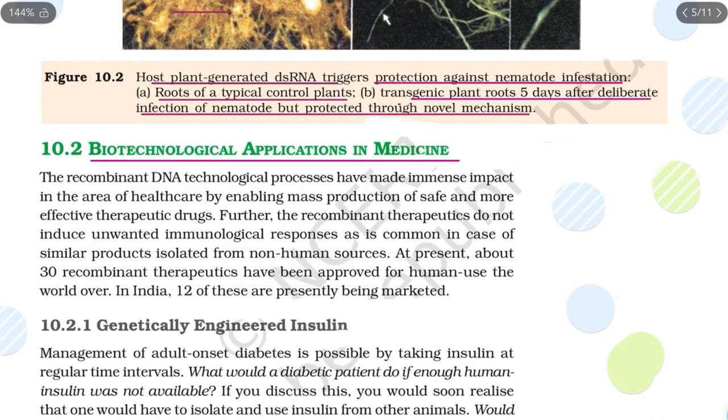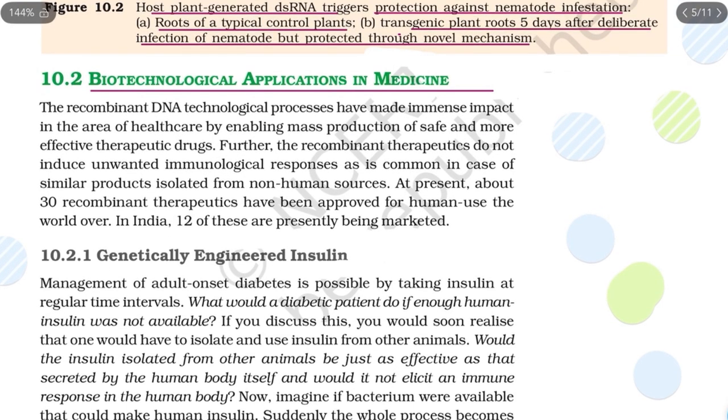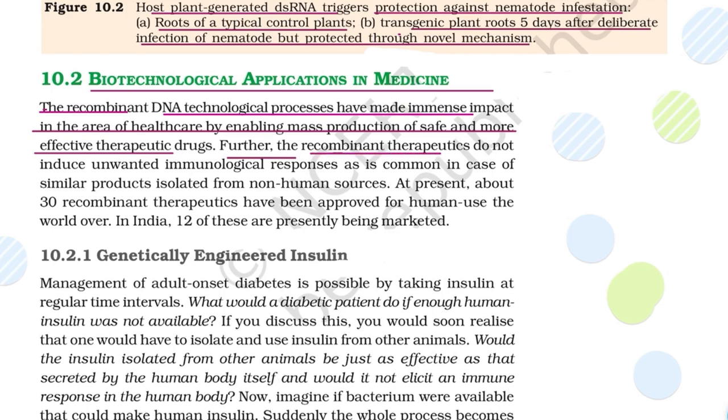Okay, biotechnological applications in medicine. Recombinant DNA technological processes have made immense impact in the area of healthcare by enabling mass production of safe and more effective therapeutic drugs. Further, recombinant therapeutics do not induce unwanted immunological responses as is common in case of similar products isolated from non-human sources.